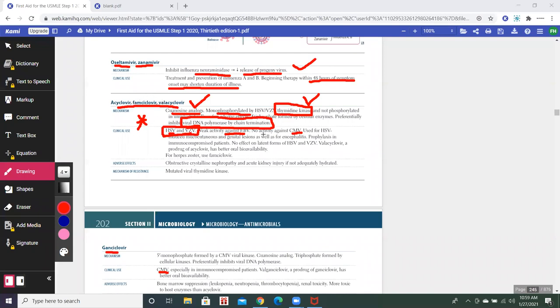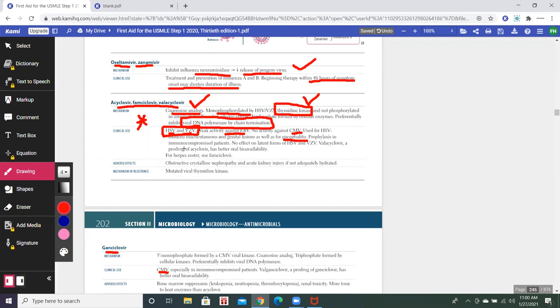So that's that. The reason I'm telling you this is because it's not only for step one, but also when you become a physician, if you're confused whether this patient has meningitis or encephalitis, and you have to wait for CSF analysis or CT scan, and you want to start the treatment right away, please start with a broad spectrum antibiotic along with the acyclovir. Prophylaxis in immunocompromised patients, no effect on the latent forms of HSV and varicella zoster.